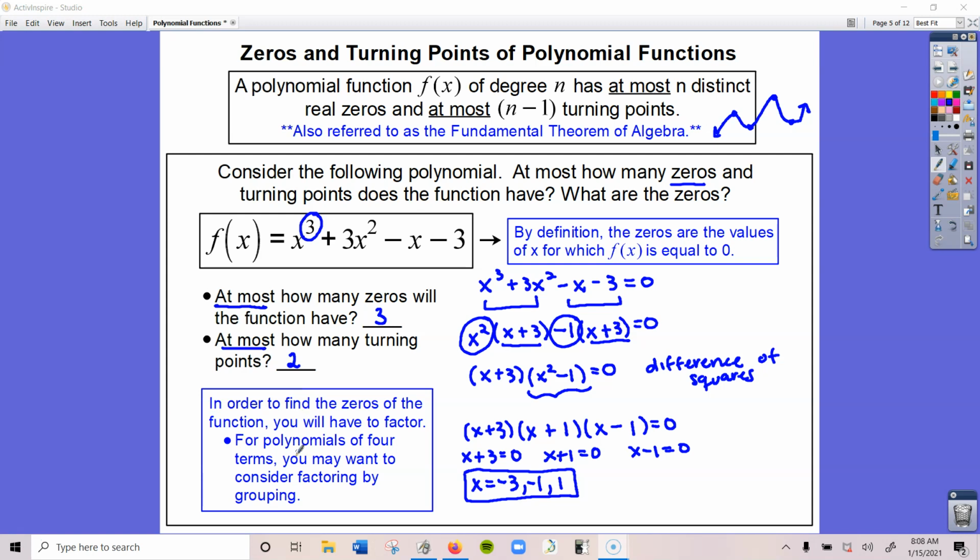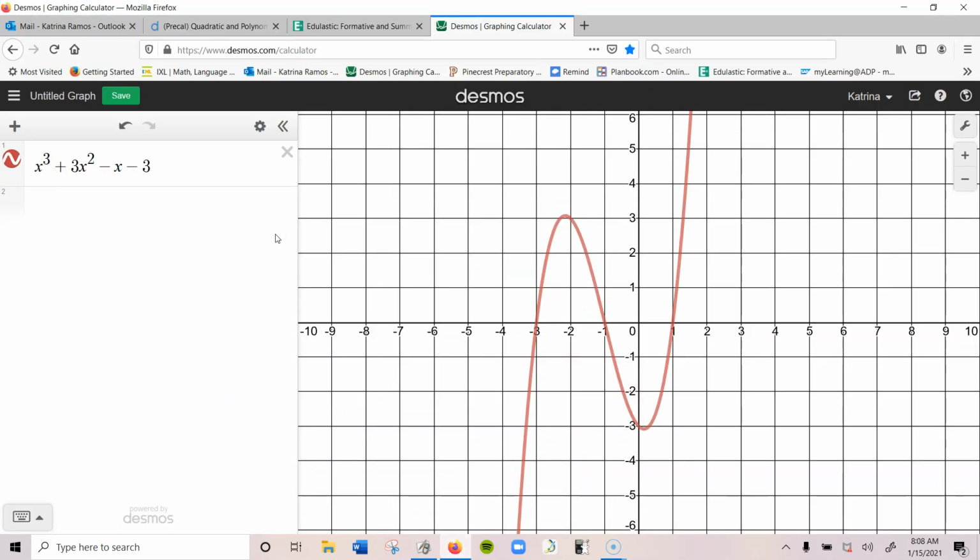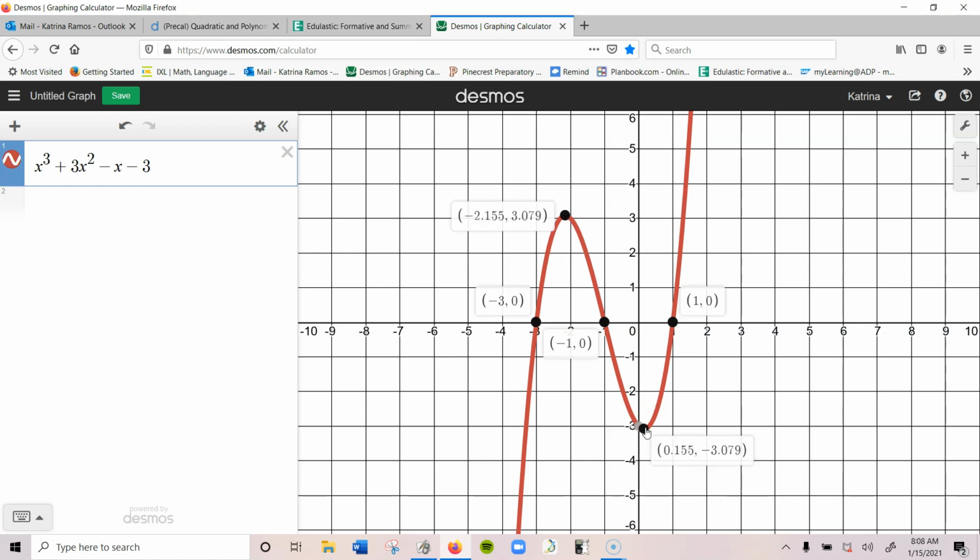I mean, that's the whole point of getting all this information, is to eventually graph it. So I want you to see exactly how this comes into play. So here's the graph of the polynomial function we were just working with. We can see that we have those x-intercepts at negative 3, negative 1, and 1. We said that there would be at most 2 turning points, which we have one here and one here.